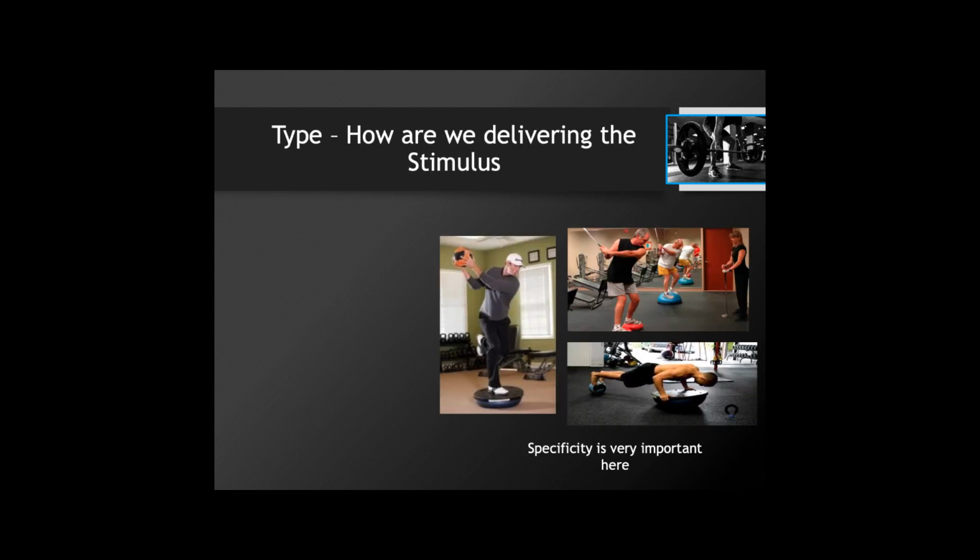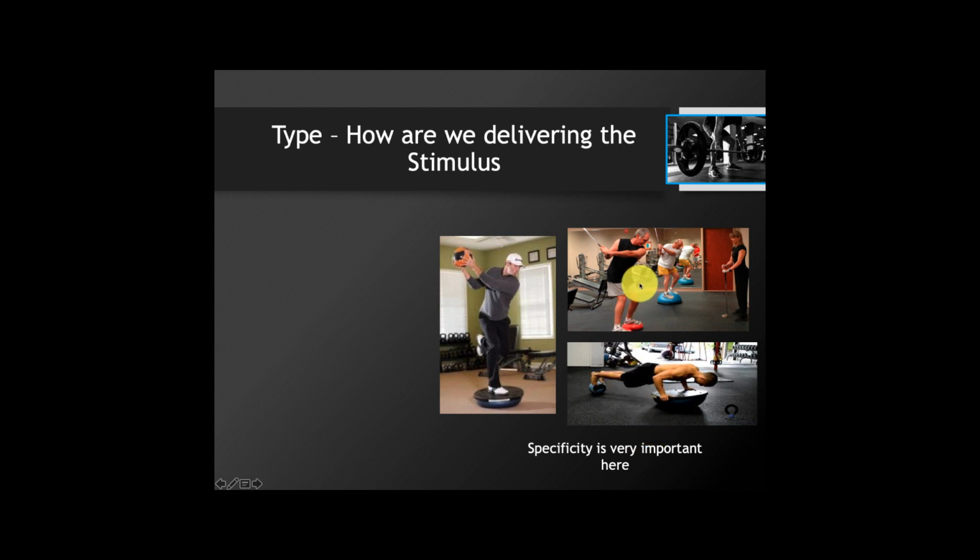Let's talk about type. Type refers to the type of exercise, or the type of stimulus, we use to deliver to our client or our team that we're working with. So it is a delivery system of a particular stimulus. And as you can see here, I have very unique exercises that are occurring. The reason I put these pictures up here is because when it comes to type, if you look down here, I said specificity is very important.